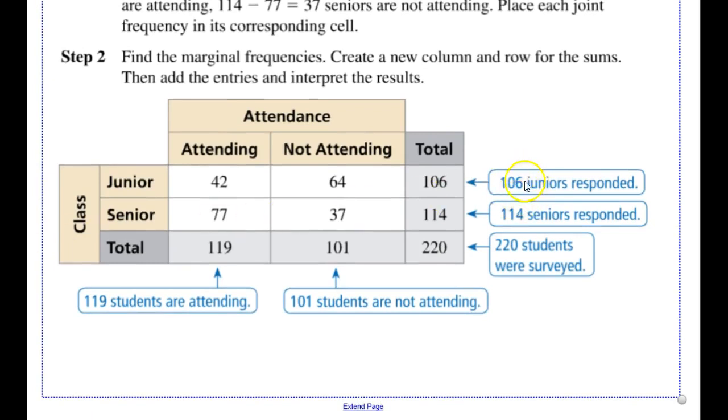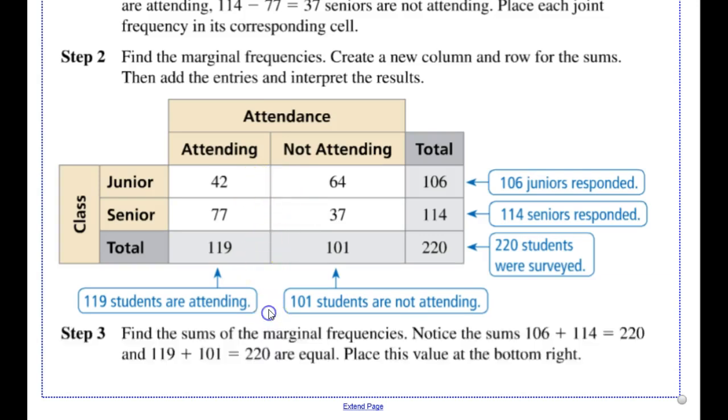So I know that 106 juniors responded. There were 114 seniors that responded. I know that 101 students are not attending, and then 119 students are attending, and there was a total of 220 students. And then if I want to find more data from that, I can look further into each individual piece. In order to find the sums, I just add them all together.